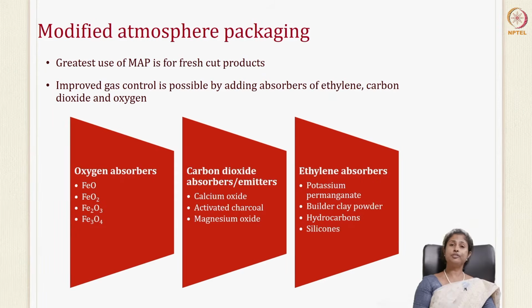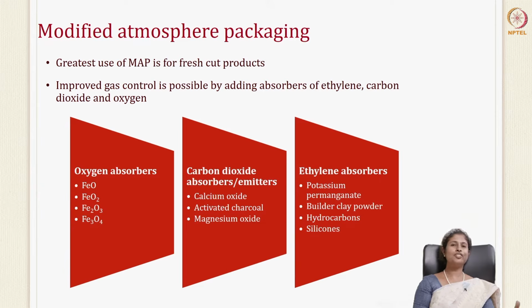The greatest use for this MAP technology is for your fresh cut products. You know that when a fresh cut product is kept inside the package, it's still respiring. You have something else that is emitted, which is ethylene, which is responsible for ripening. So one of the things that we can do in a MAP is incorporate an oxygen absorber, a carbon dioxide emitter, or an ethylene absorber.